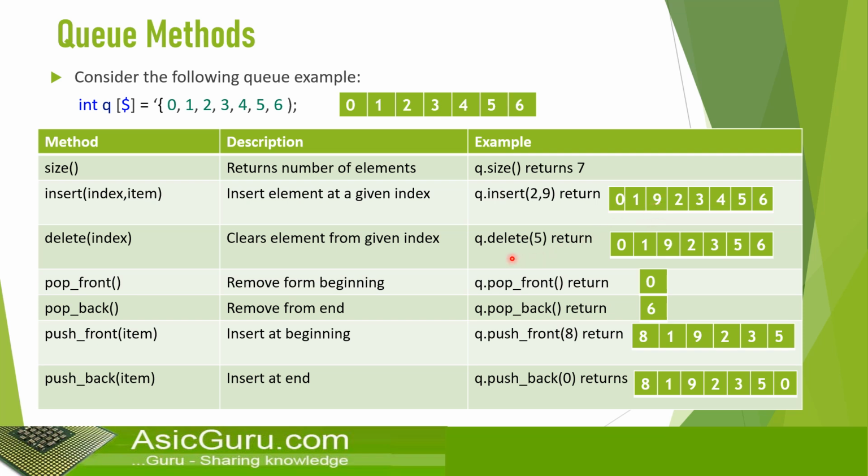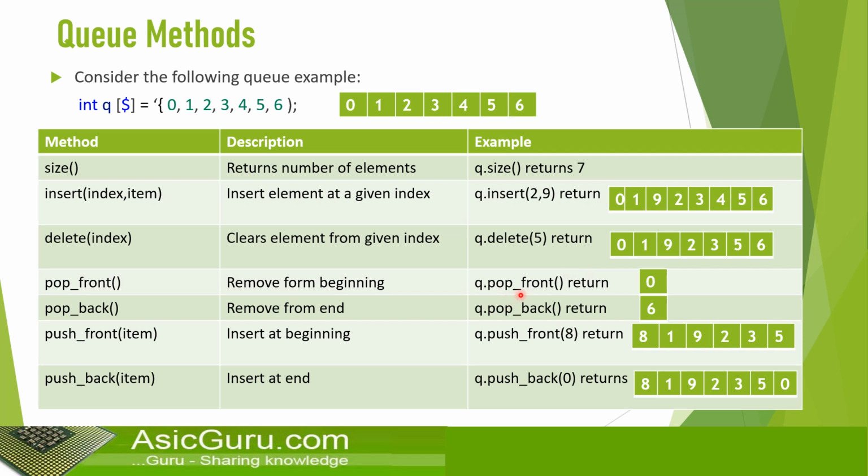Next, we have a delete method. It would remove an element from the specified index. For example, when we call this, the item would be removed from the fifth index. So the fifth index is this one. So value 4 is removed.